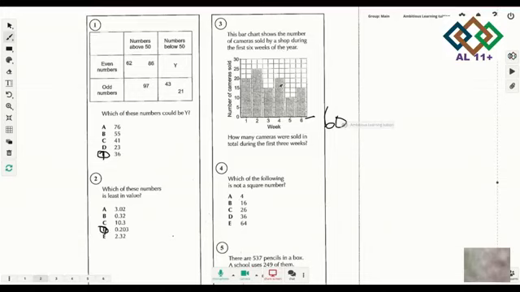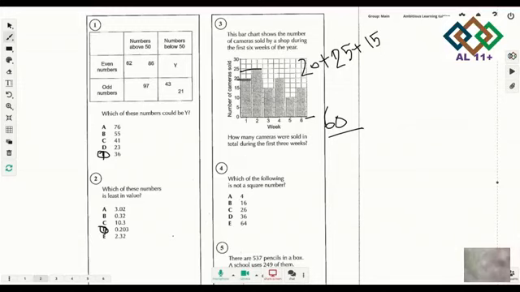So you just need to calculate how much is each week. First week is 20, second week is 25, and the third week is only 15. So if I add all of them up, 20 plus 25 plus 15, that gives me 60. So my answer is 60 for number 3.